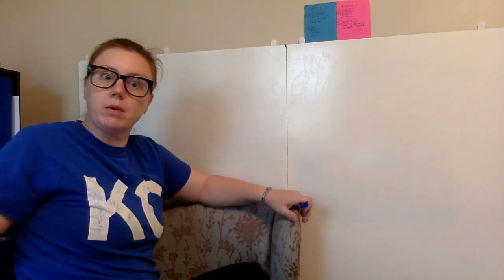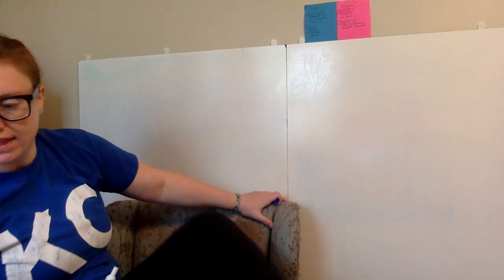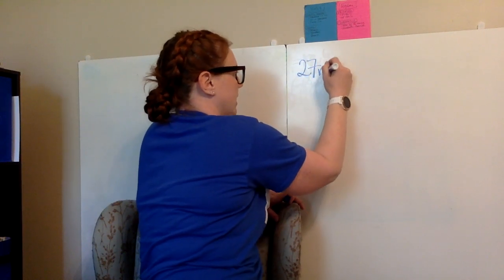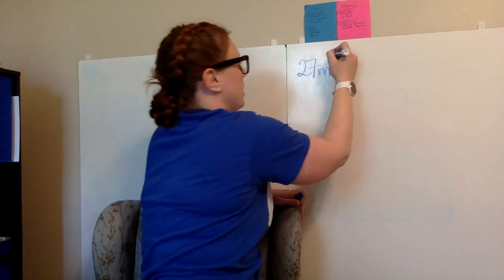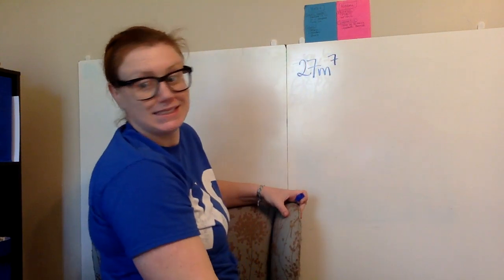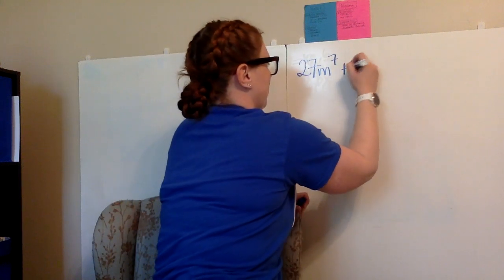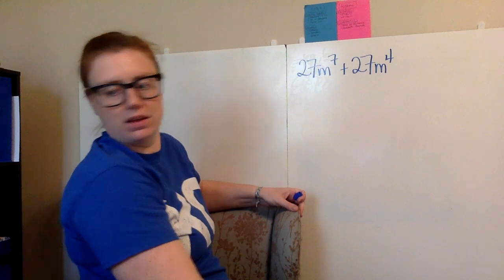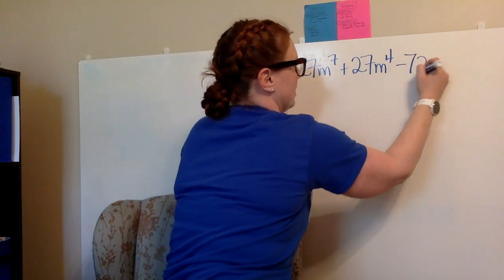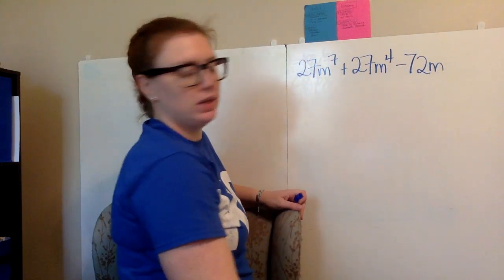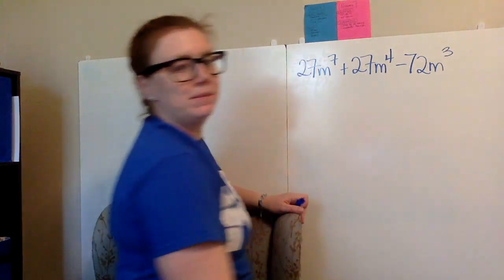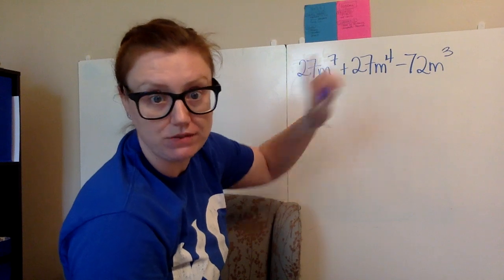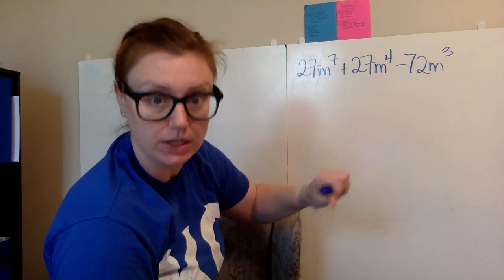I keep covering up my work. Ooh, this one's interesting. 27 m to the 7th plus 27 m to the 4th minus 72 m to the 3rd. My leading coefficient's positive. It's in standard form. Sometimes you have to check that. It is in standard form, so we're good to go.